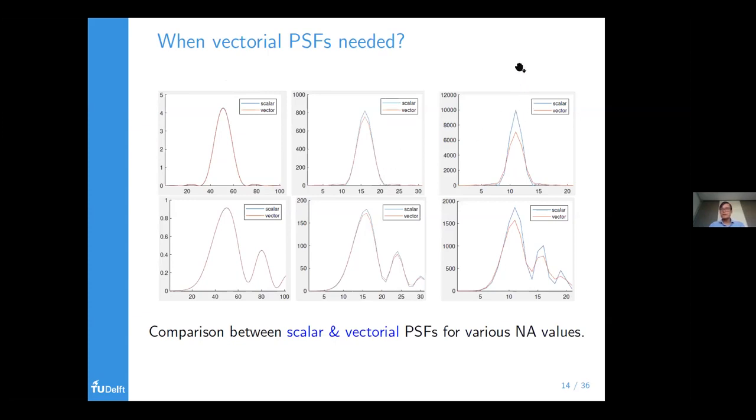And in the last column, the numerical aperture is 0.95, and this is the case of our primary interest. And we see a bigger difference between the two imaging models. In this case, that's why we need the vector phase retrieval for high numerical aperture. So you can see from here.